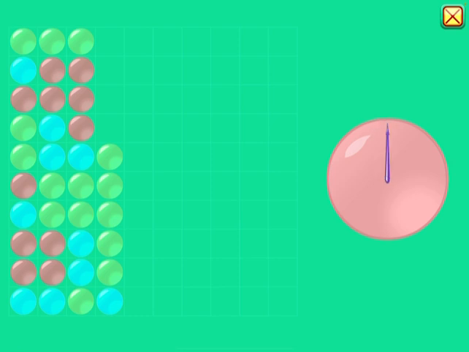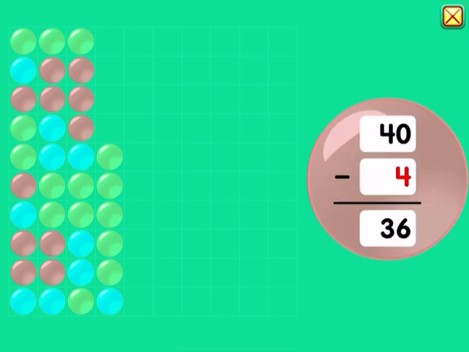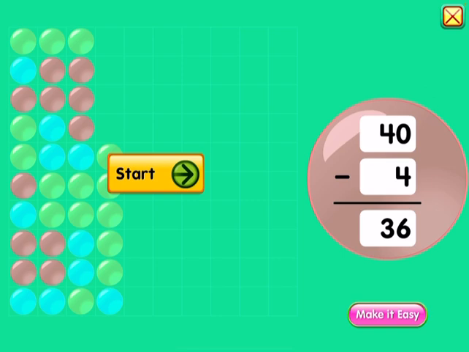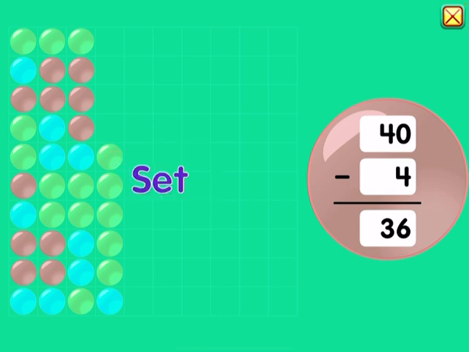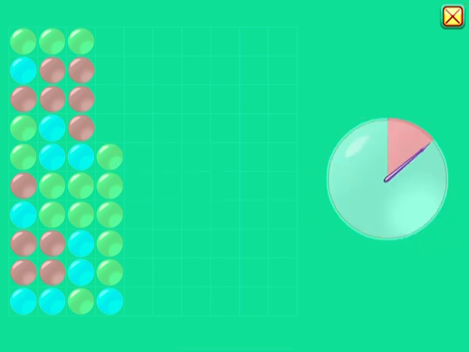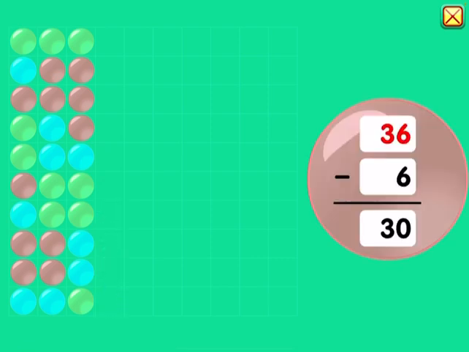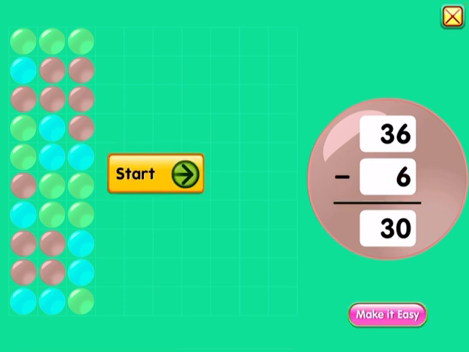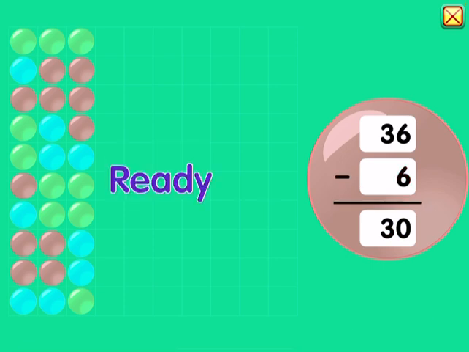Well, it's a good thing it was only rainy. 40 minus 4 equals 36. Round ten. Ready, set, go. Sorry, dudes. Monster Wave Park is closed. Oh, no. 36 minus 6 equals 30. Round eleven. Ready, set, go.